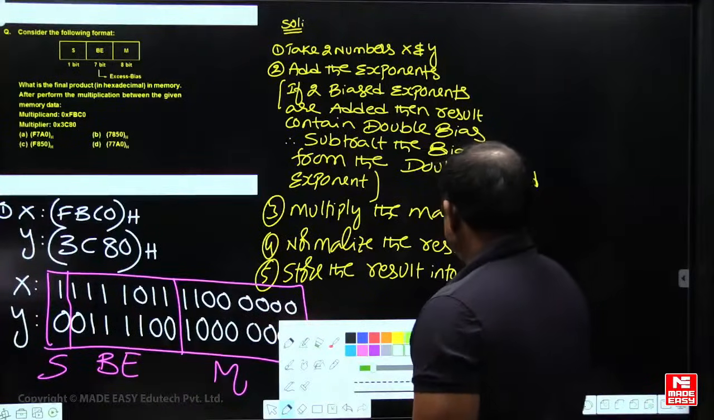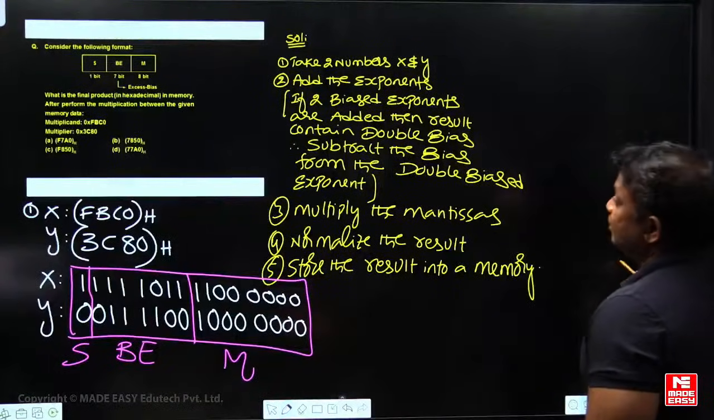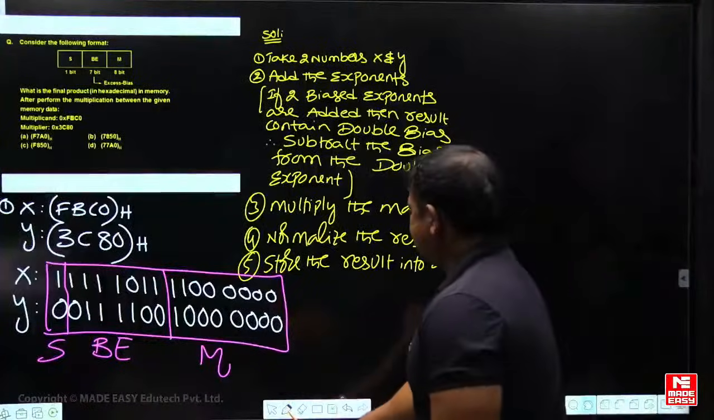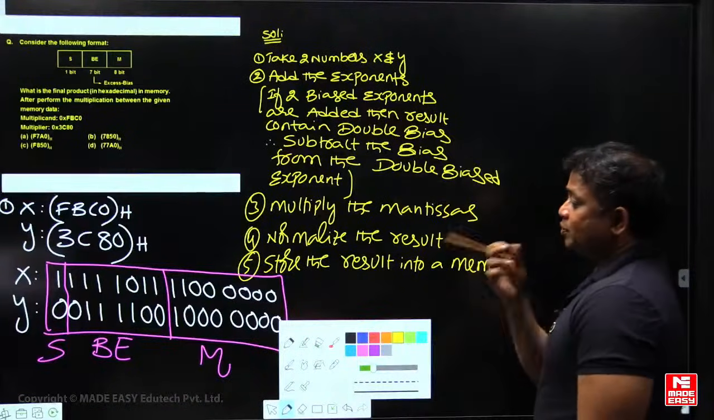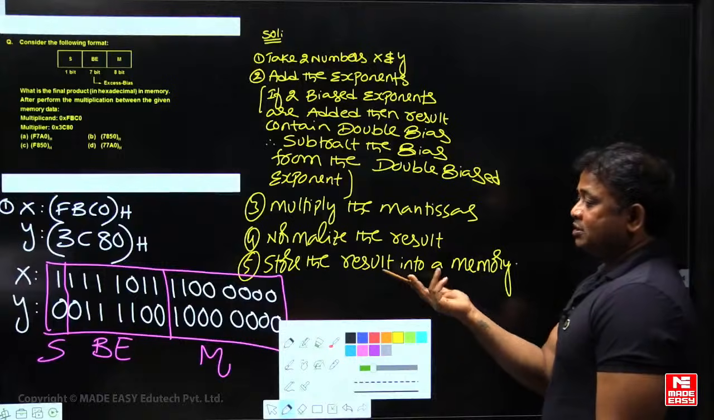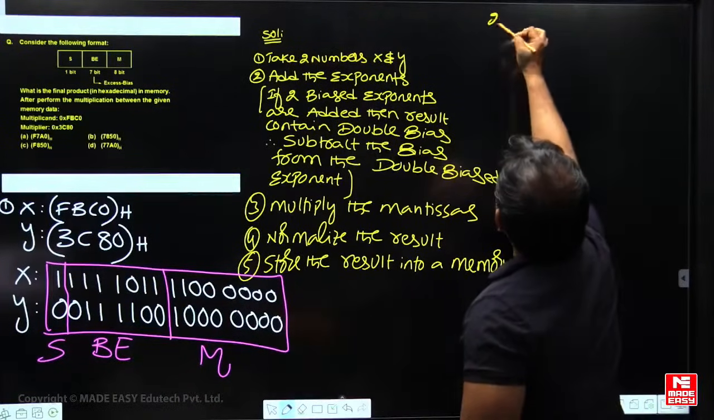So here what do we need to do? Simply we take the sign. One sign is positive and the other negative. Multiplying positive and negative signs, the sign will be negative. Second step is what? Add the exponents.